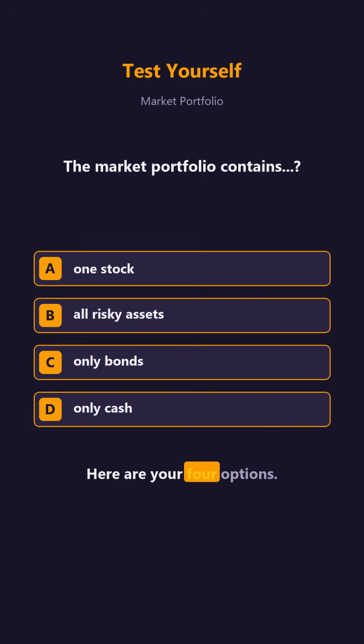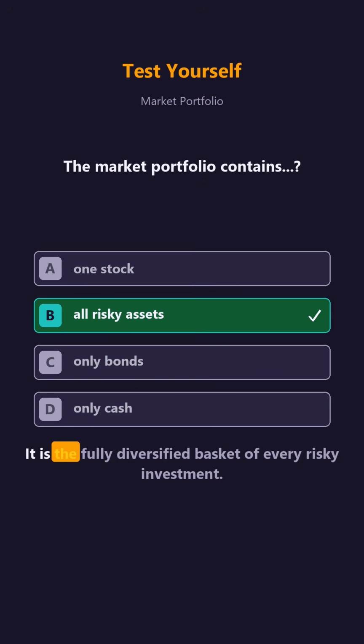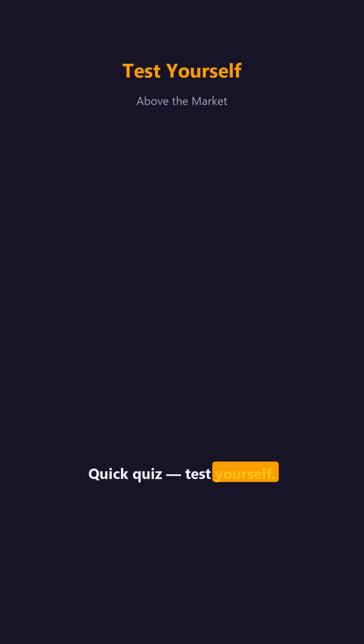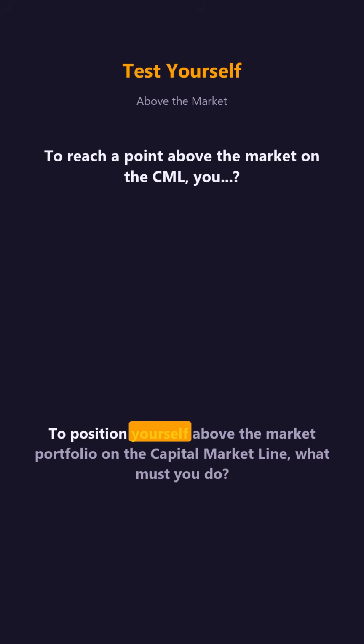Here are your 4 options. Pause the video and solve it now. The correct answer is B, all risky assets. It is the fully diversified basket of every risky investment. Quick quiz, test yourself. To position yourself above the market portfolio on the capital market line, what must you do?